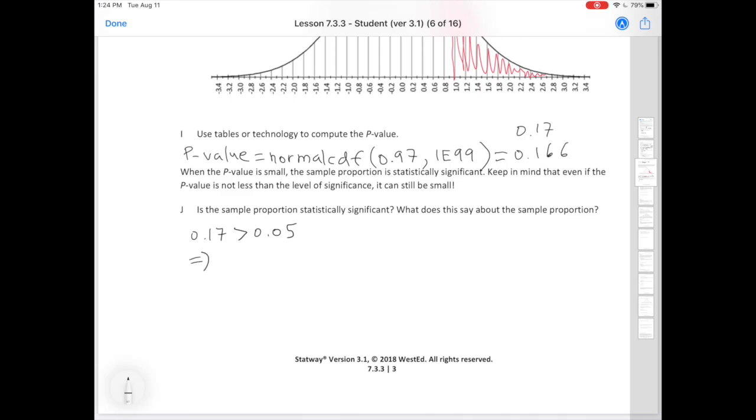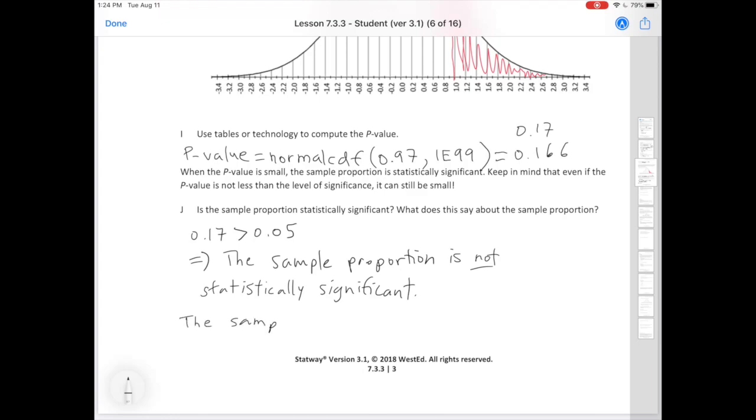This means that the sample proportion is not statistically significant. And then it says, what does this say about the sample proportion? This means the sample proportion is not unusually high.